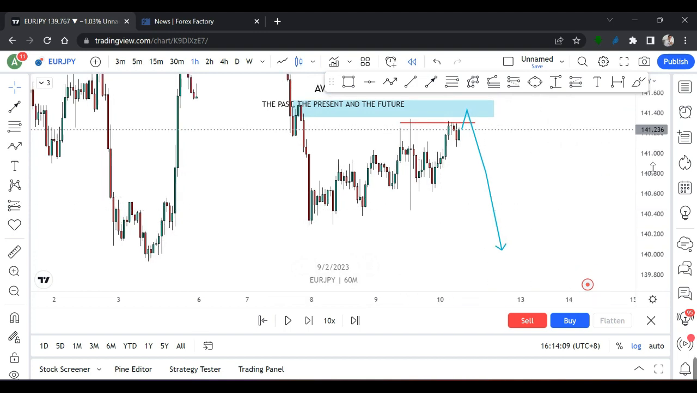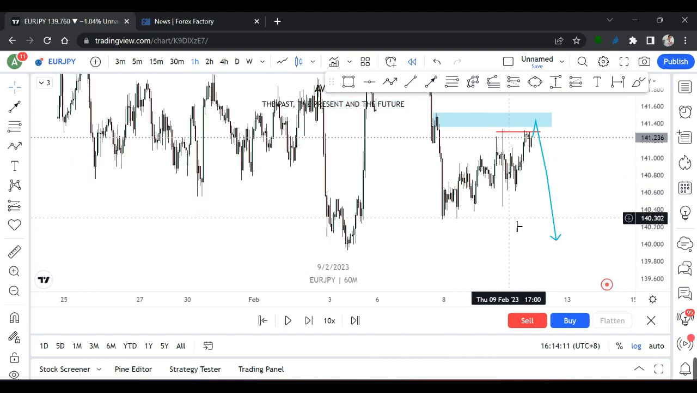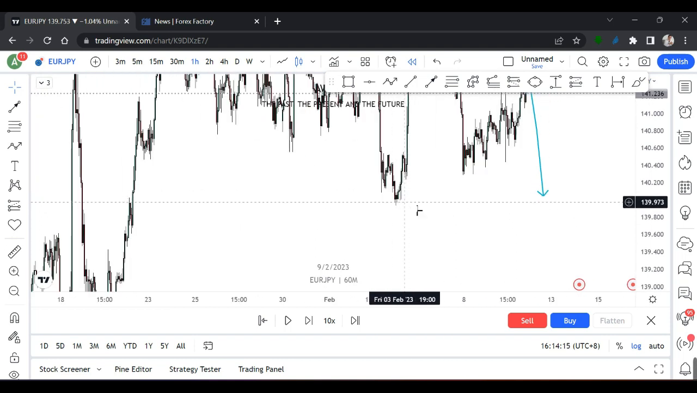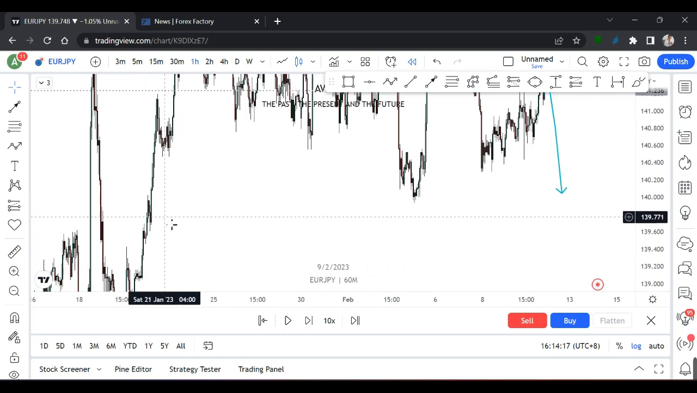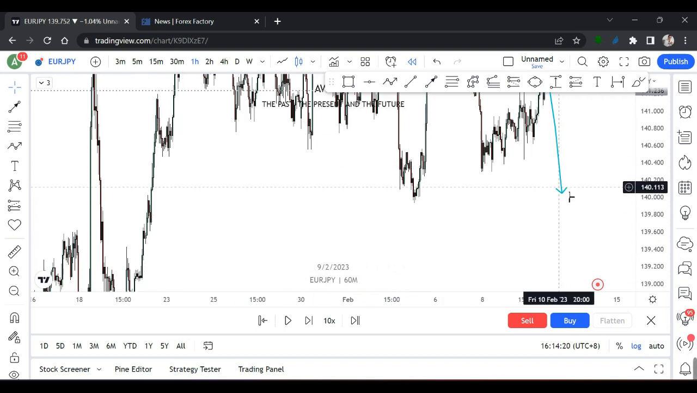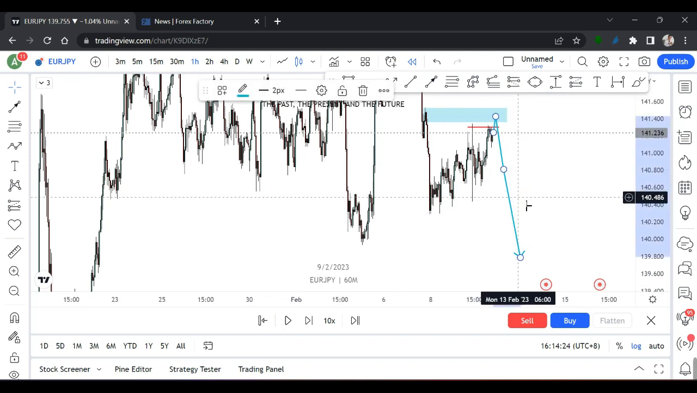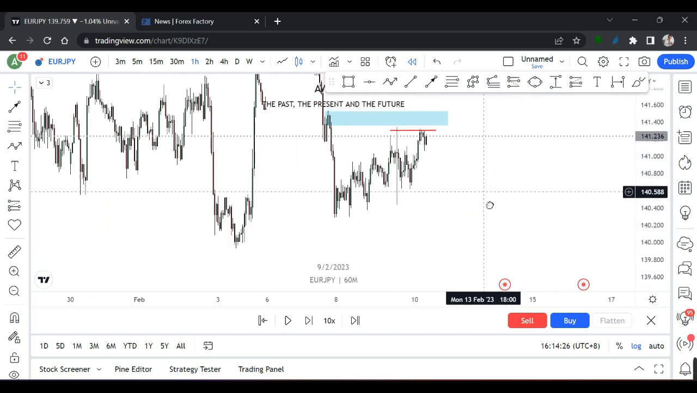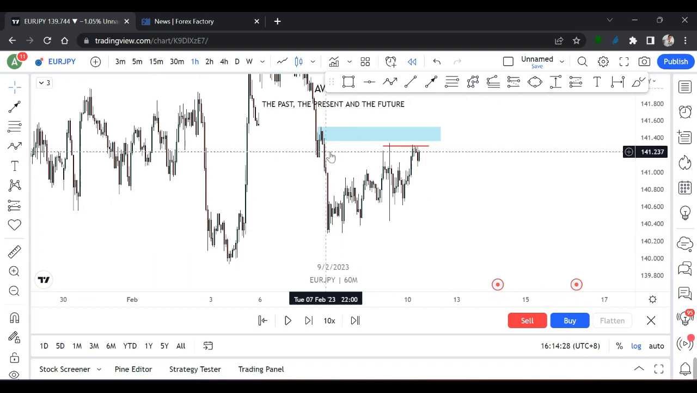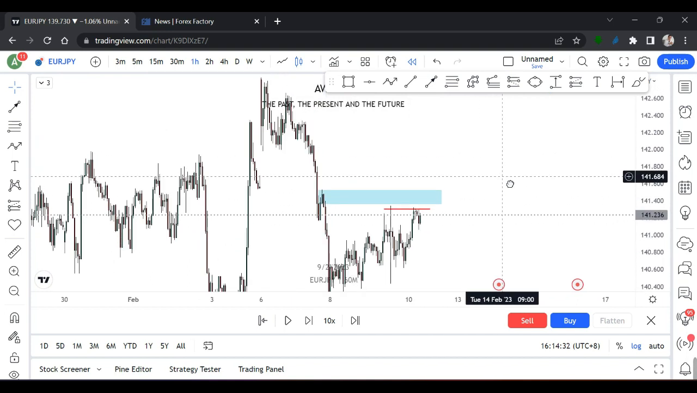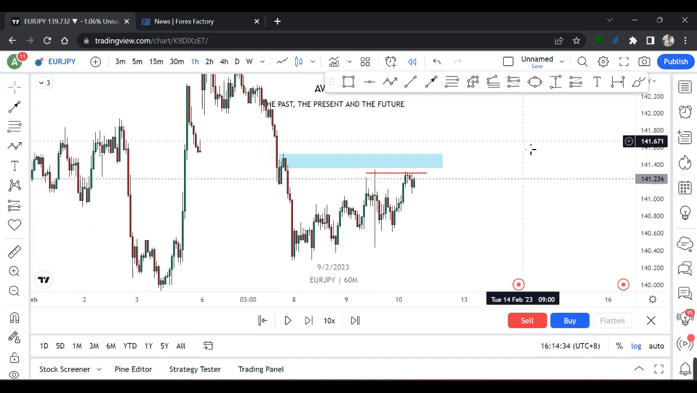That's why you need to learn compression. If it goes through here, it may go beyond, maybe to the next demand zone right there. So it's extremely important to learn this type of pattern, not only QML. A lot of you focus too much on QML. This is what I teach in my mentorship. We have a lot of different types of setups.